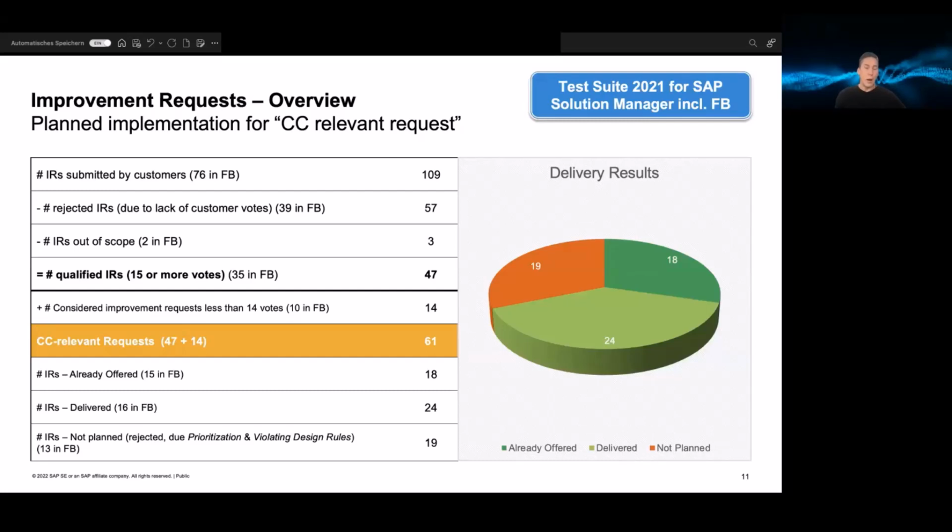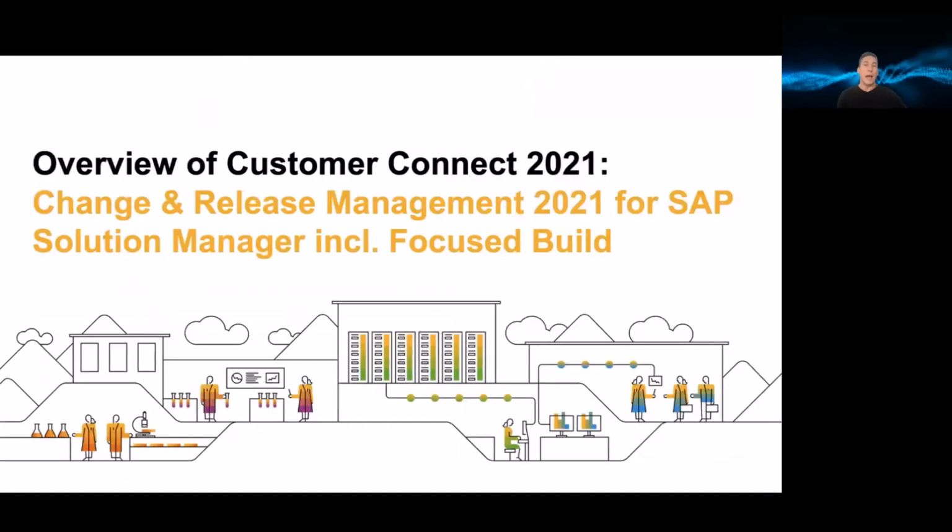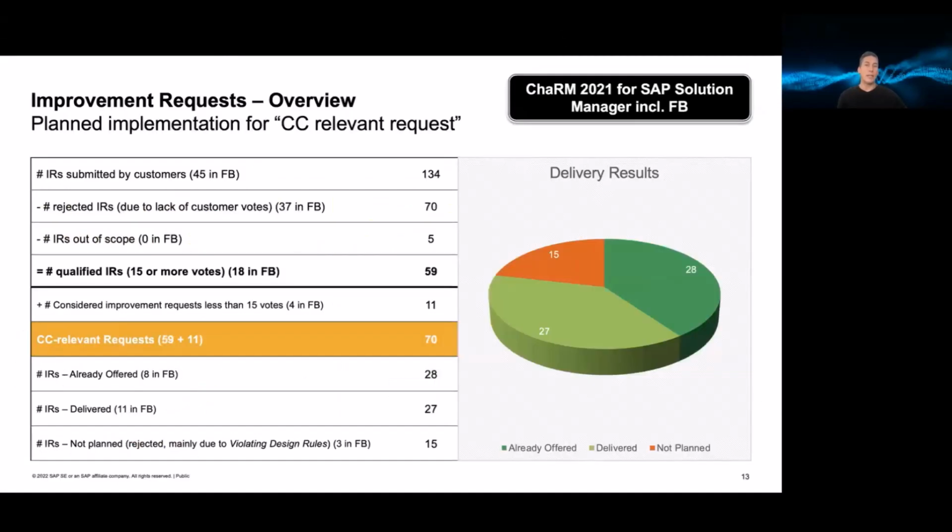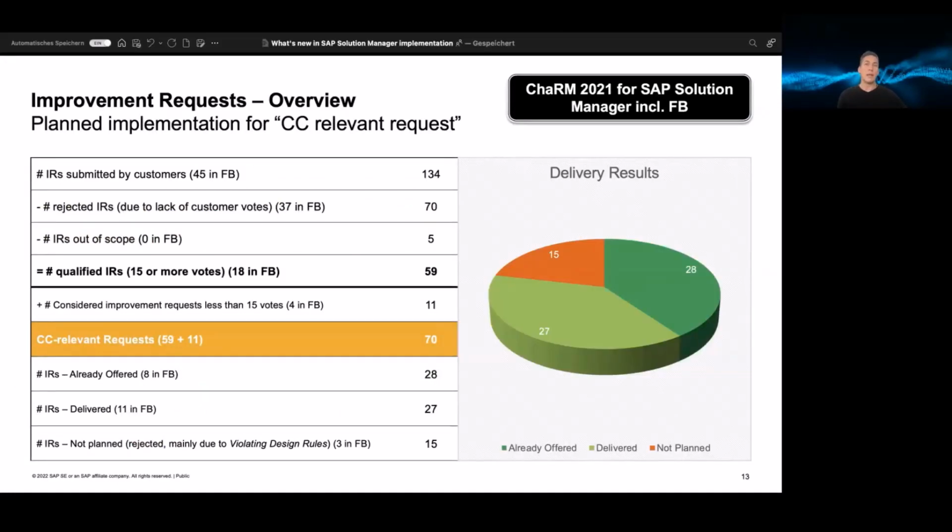However, again, the test suite colleagues take the efforts and look into the rejected improvement requests and say, okay, here we take them also into consideration. We provide some knowledge material here because this is probably already available. And then we ended up with 61 improvement requests, which is a quite high number. And then let's look into the change request management. Here, they even get more requests. So at the end, 134 improvement requests.